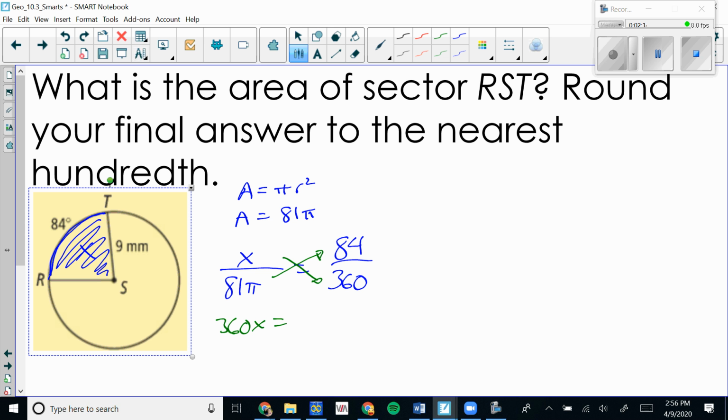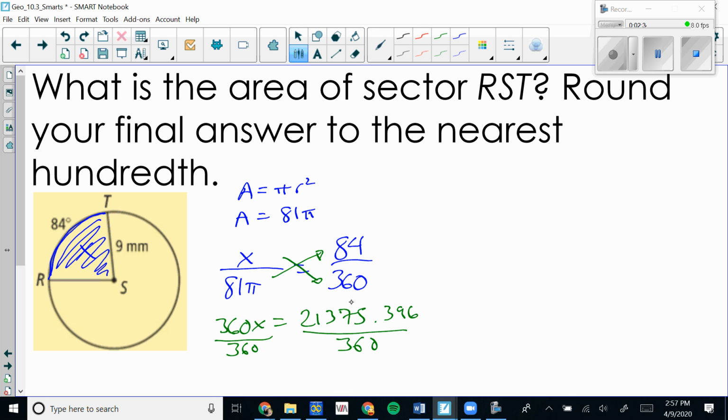I'm going to type that in the calculator, 81 times pi times 84. And I think it's going to be pretty big. Yeah, it's 21,375.39642. I'll just say 396. I'm going to leave that in the calculator because I know the next and last step is to divide by 360. If you leave that top number in the calculator, you can just take that number and divide by 360, and the calculator will do all the rounding so you don't get any messed up values. And you have 59.38, if it wants us to round to the nearest hundredth.